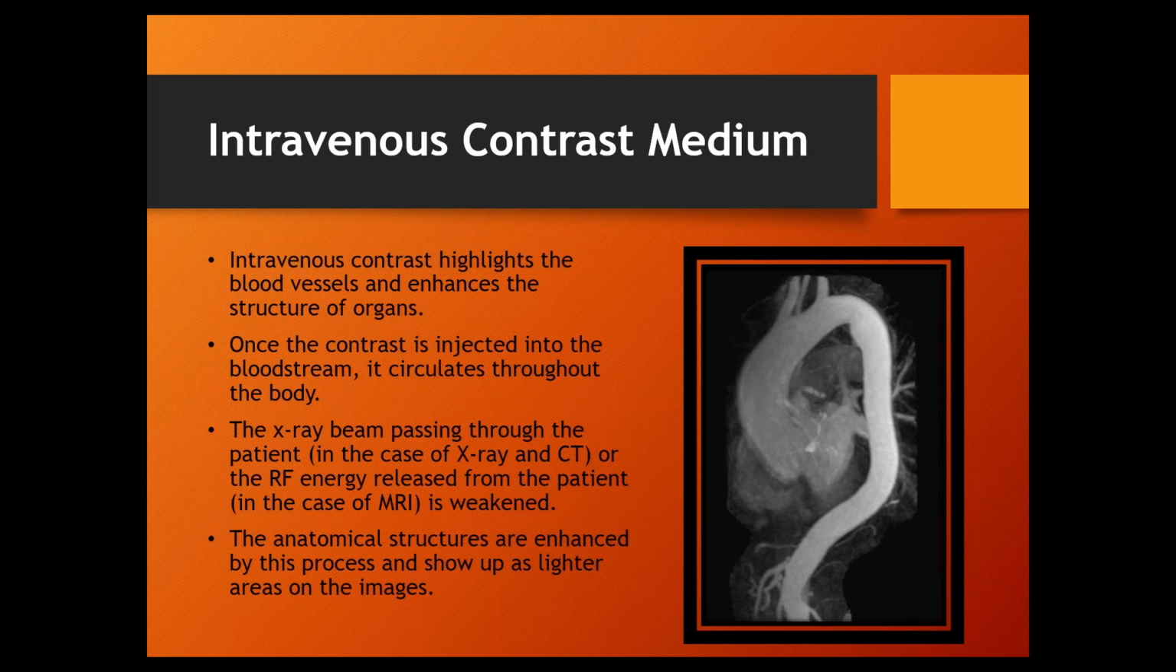The X-ray beam passing through the patient in the case of X-ray and CT, or the RF pulses emanating from the patient in the case of MRI are diminished, therefore making those particular anatomical structures show up as brighter images on the image, as brighter objects, region of interest on the image. All right.